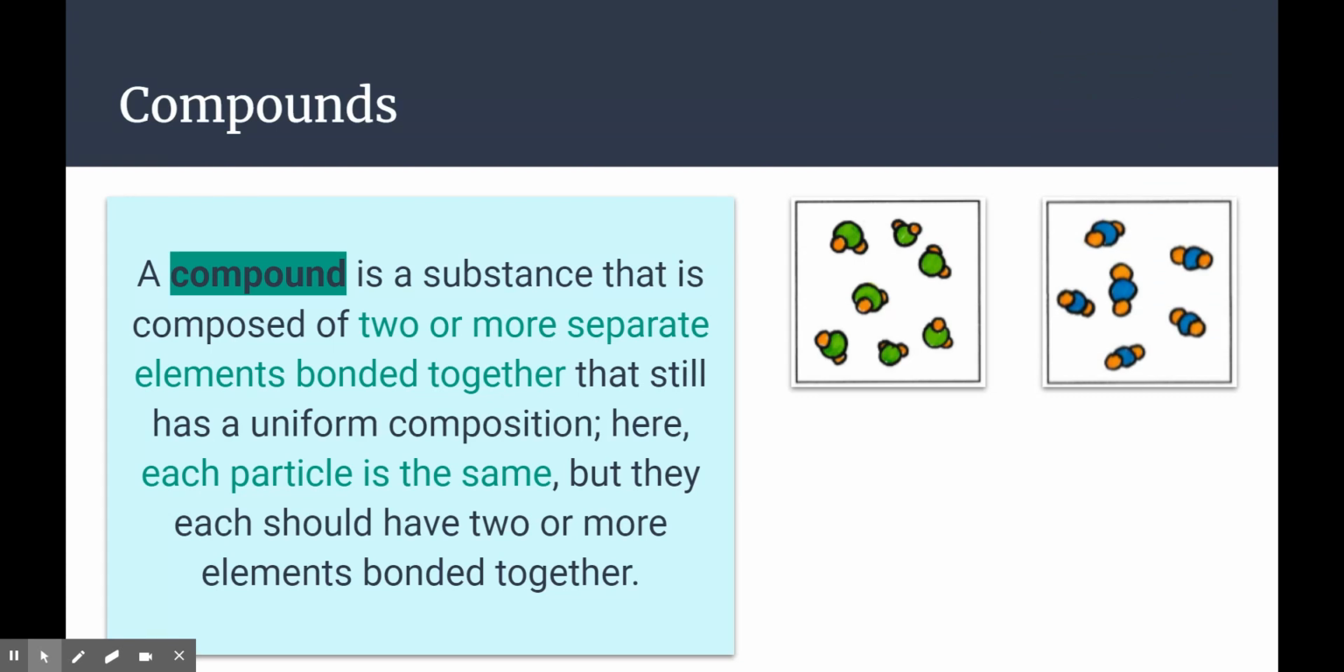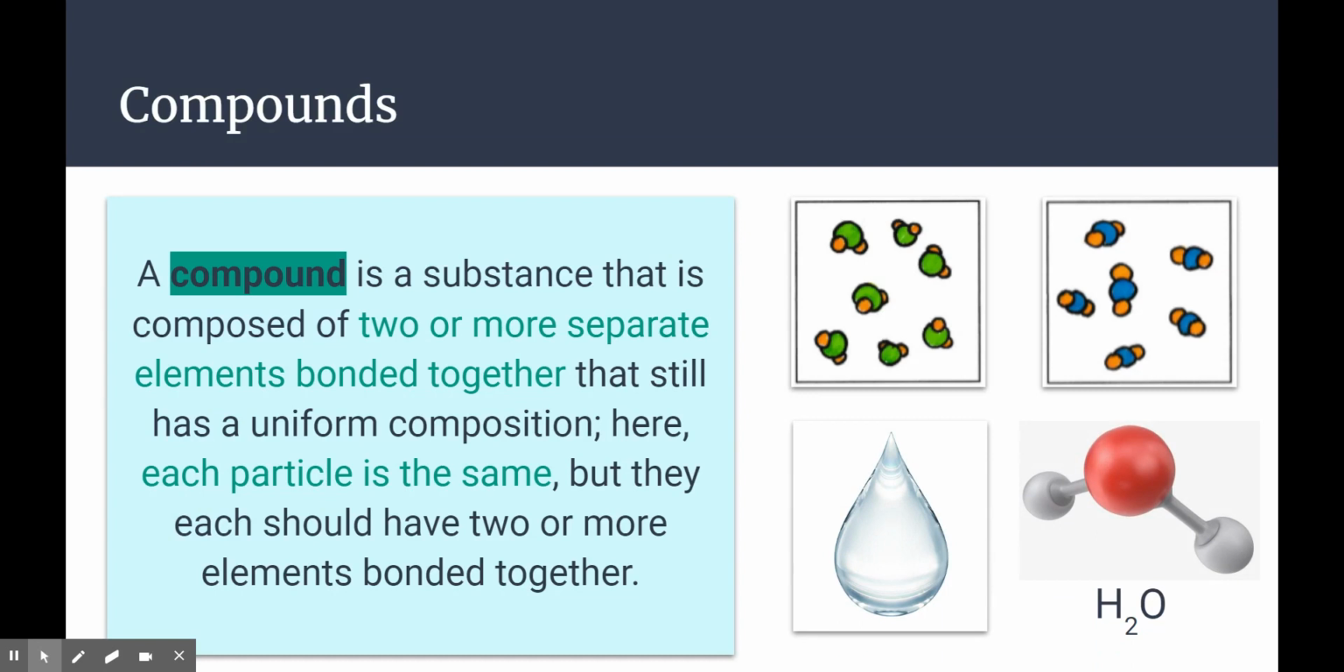In this next example, again, we have multiple particles that are exactly the same. However, each particle is made of 2 different elements. That's what makes it a compound. Another example would be water. Water is a compound because, first of all, every particle that makes up water is the same if it's pure water. And second of all, one single particle of water is made up of more than one element. It's made of hydrogen and it's made of oxygen that are bonded together.